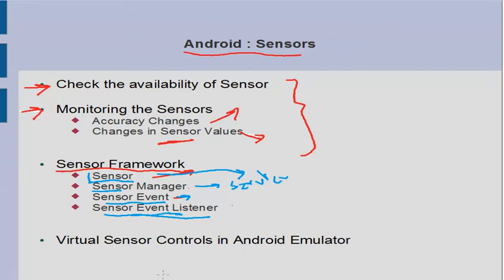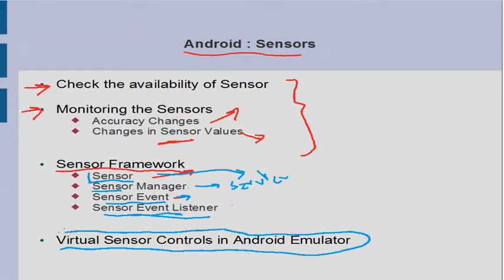And then comes the next topic. After describing this framework a little bit, I think this is how we program, or manipulate, these sensors in the software. So now we can talk about the last topic in our slide, which is virtual sensor controls in the Android emulator. Whenever we are coding something related to the sensors in Android Studio, we don't need to check the code every time on a real Android device. Android Studio provides us this Android emulator.